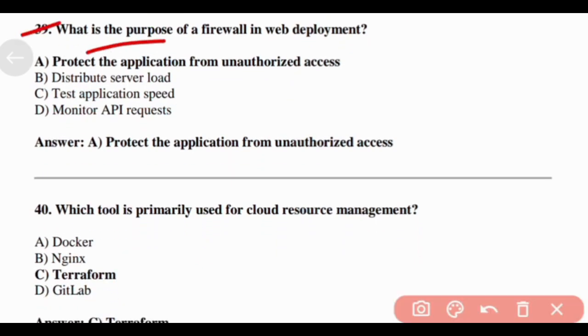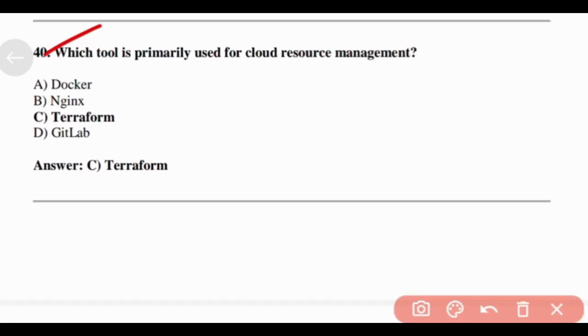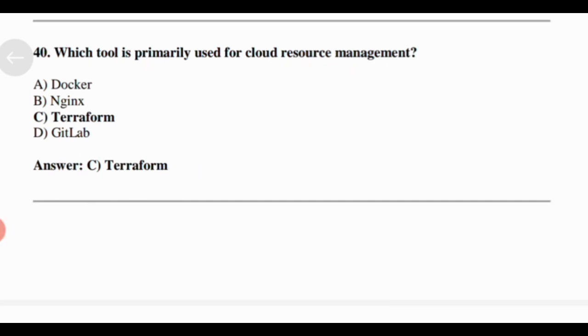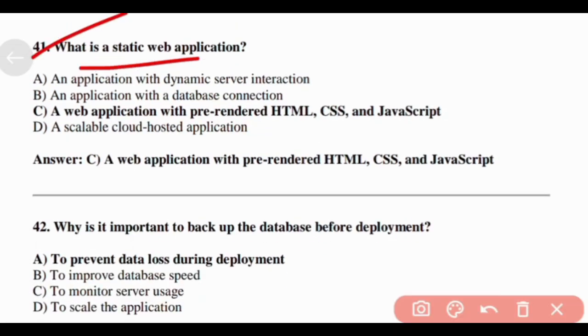What is the purpose of a firewall in web deployment? Protect the application from unauthorized access. Which tool is primarily used for cloud resource management? Terraform. What is a static web application? Web application with pre-rendered HTML, CSS and JavaScript.